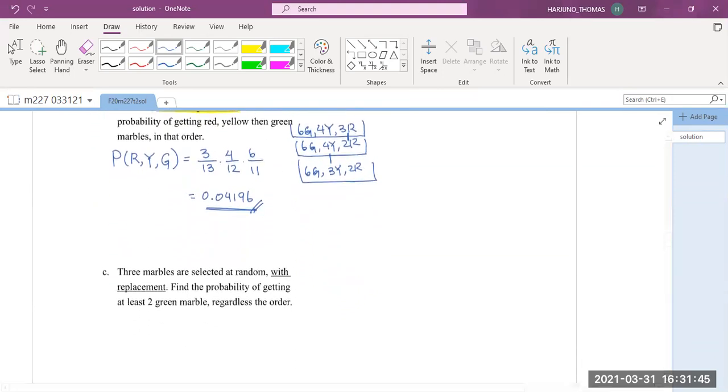Part C. 3 marbles are selected at random with replacement. With replacement makes it a binomial distribution, if the order doesn't matter, which they say here. Find the probability of getting at least 2 green marbles. Probability that the number of green is at least 2. Now, that is 1 minus the probability that the number of green is at most 1.